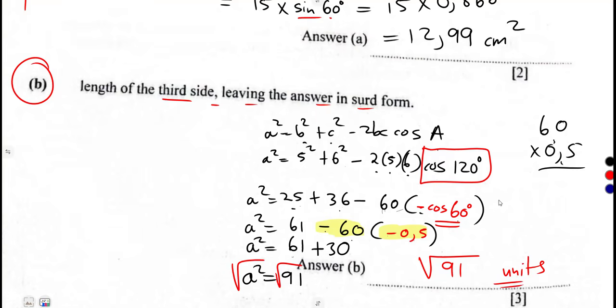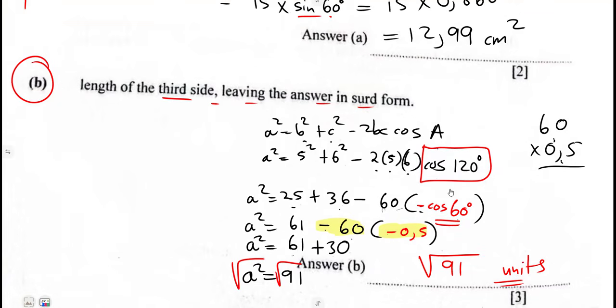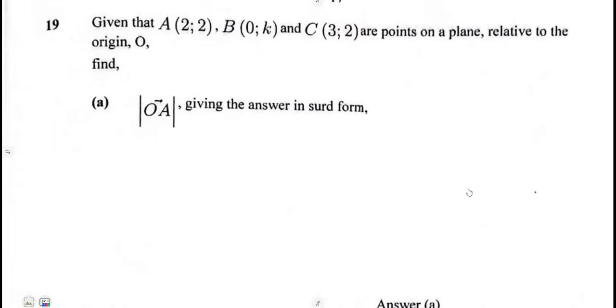You simply leave your answer as it is, like this, in surd form, under the square root. That one cannot be simplified. So that is what we had.